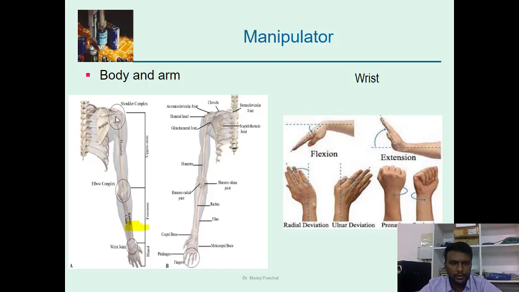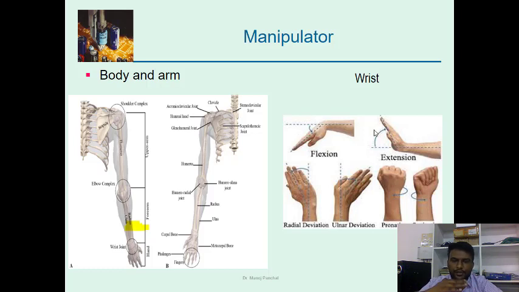This whole thing, starting from the shoulder joint to the wrist, to this point, is called the body and arm. Then you have the wrist. So this hand is called a wrist, right? Our hand is called the wrist.